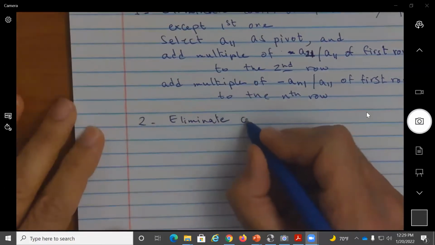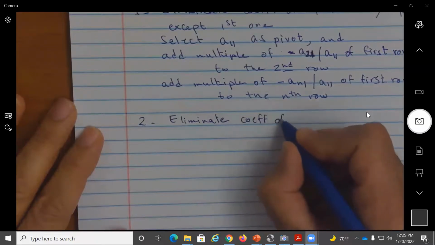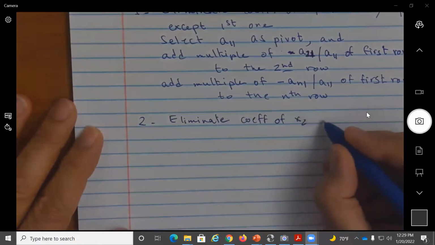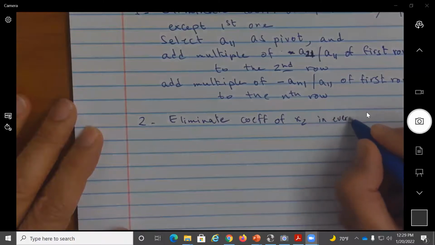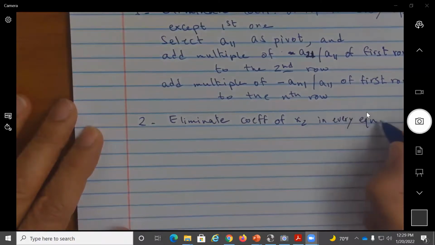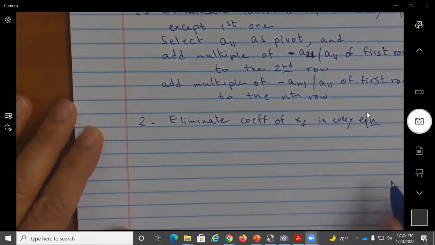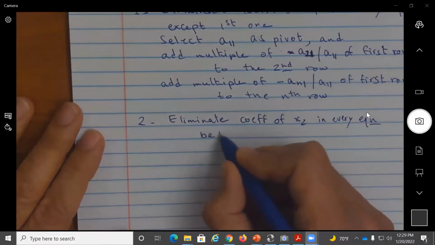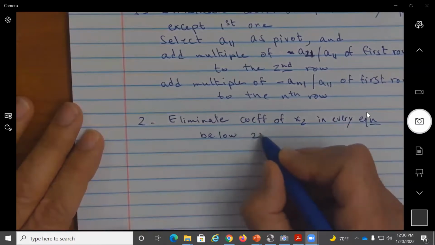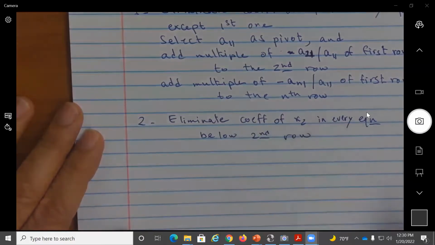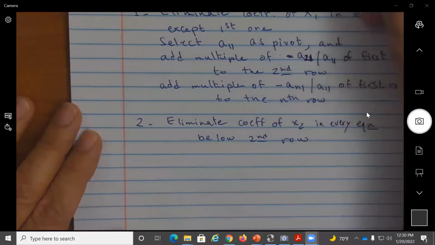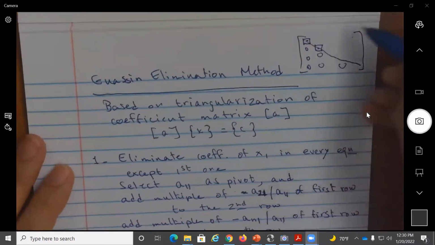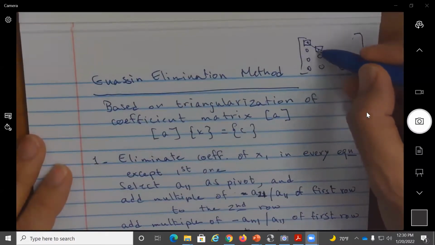the coefficients of x2 in every equation below the second row. So we still have the coefficient here for the second row. This was the first pivot. Now we're going to the second pivot.